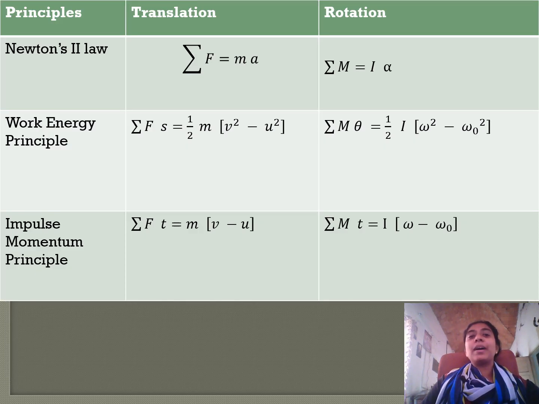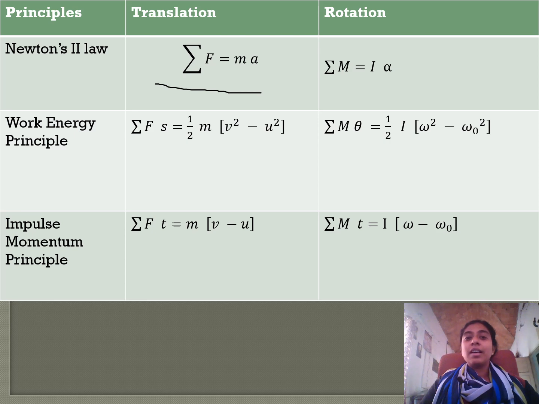Now just a comparison between linear translation and rotational motion. So we know for linear translation, Newton's second law is force is equal to mass into acceleration. So for rotational motion, moment is equal to moment of inertia into angular acceleration.